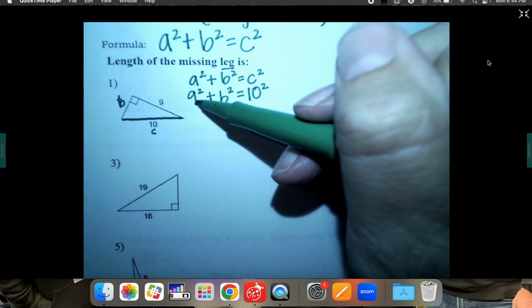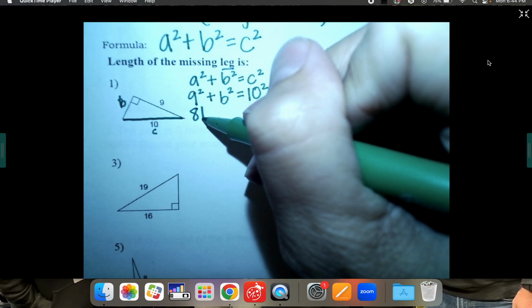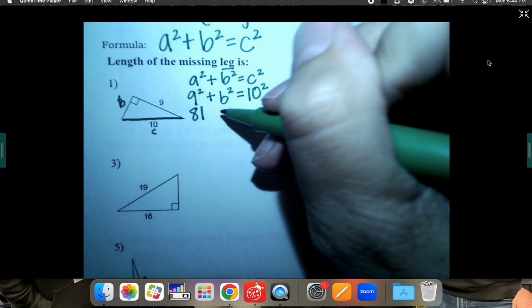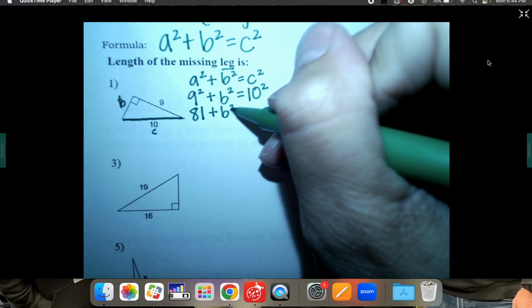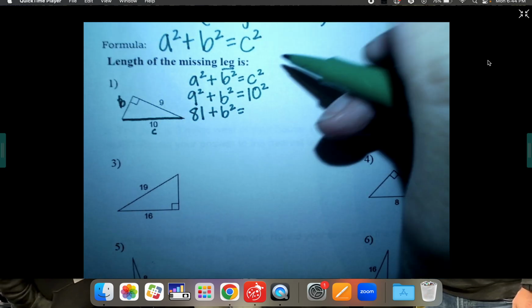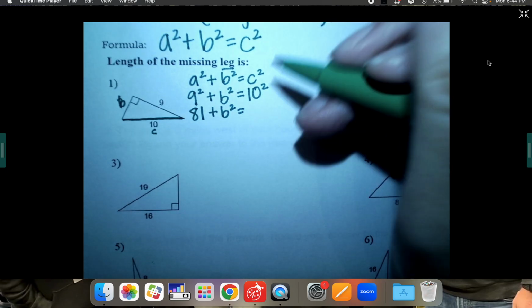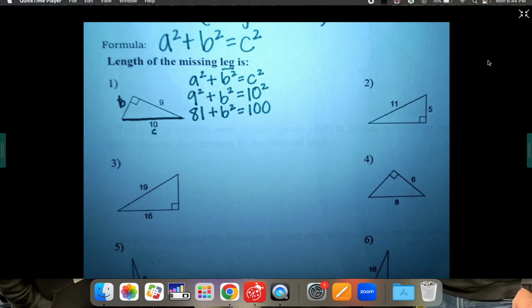Okay, 9 squared I can solve. 9 times 9 is 81. Put it in your calculator if you're not sure. And we're going to leave B squared as B squared. 10 squared is 100. 10 times 10 is 100. Put it in your calculator if you don't believe me.